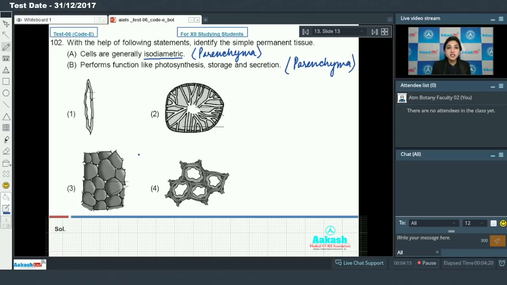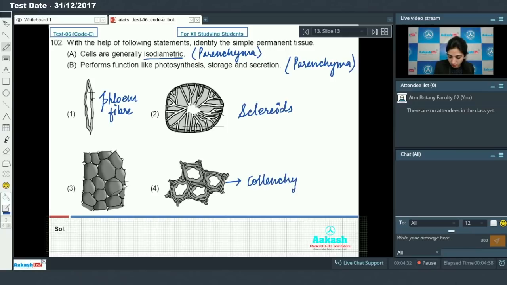So we have to identify which of these figures is parenchyma. This is phloem fiber. This is sclereids. This is collenchyma. And this is parenchyma. Its cells are isodiametric and they perform the function of photosynthesis, storage and secretion. So by this, the answer to this question is option number 3. Moving on to the next question, that is question number 103.